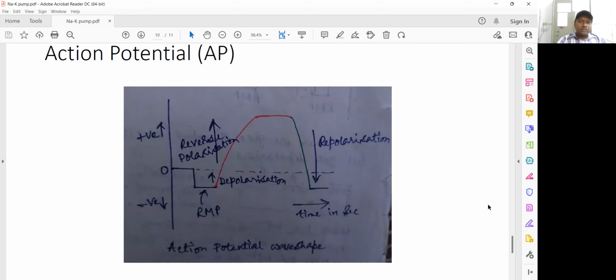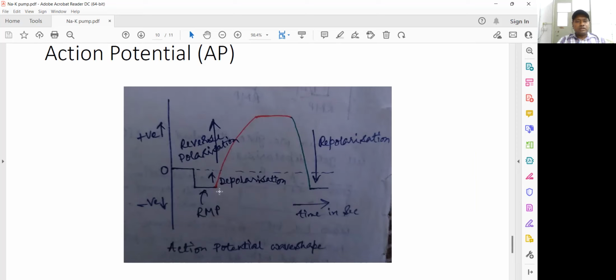Okay, so this is the wave nature after application of the stimulus to the cell. See, this is the RMP, which is minus 90 millivolt. Okay, this is the resting membrane potential. Now, if we provide some excitation to the cell, what will happen? There is some reversible wave shape that will be shown in the nature of the cell. Okay, it will show some reversible nature.